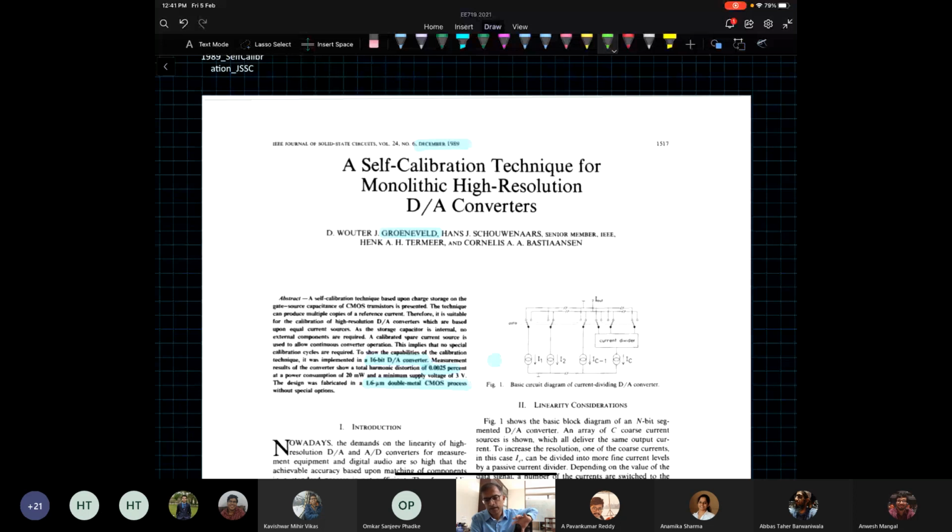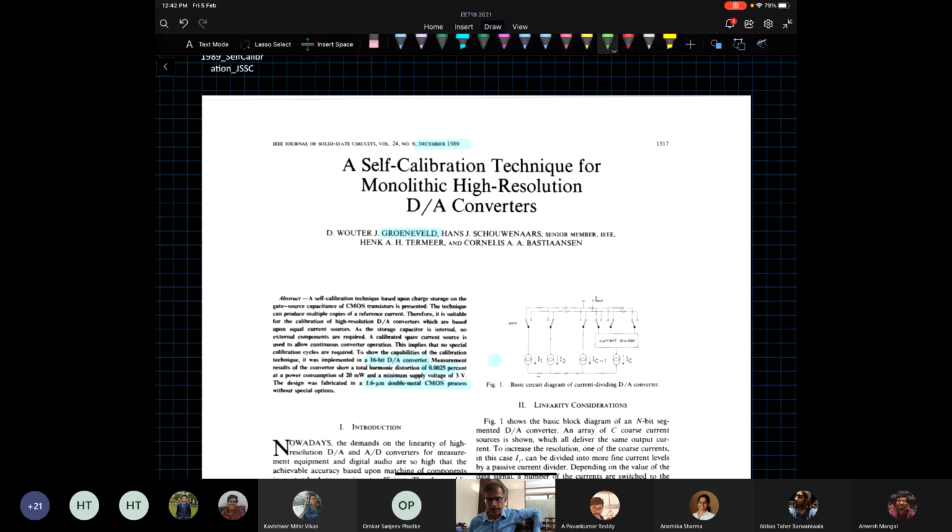So the CD player is basically where the music is encoded as bits, and then you play the CD, and you need a digital to analog converter, which is what will come through your speaker. So the fidelity of that D2A converter will decide how good quality your CD player is. These guys, Groenveld, Schouwenaars, Termeer, and Bastiaansen, are from Philips.